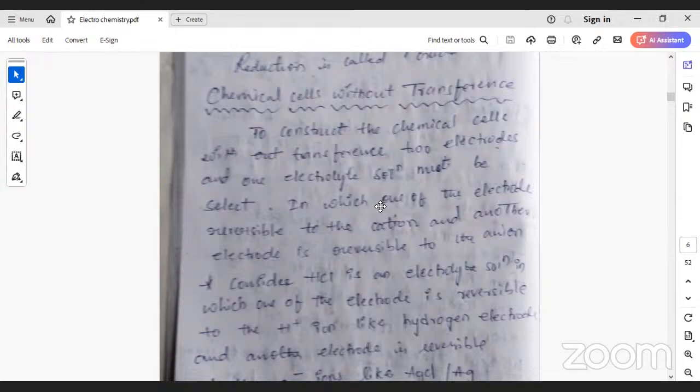So now, determination of chemical cells without transference. The heading itself will represent chemical cells. Chemical cells means the potential is developed due to the chemical reactions. Without transference means there is no direct transfer of any ionic species, right? With the help of these two parameters, we are going to construct the chemical cells without transference EMF equation, right?